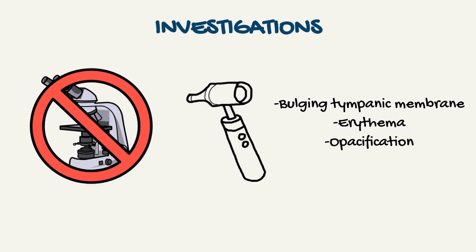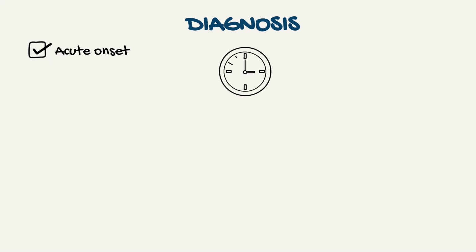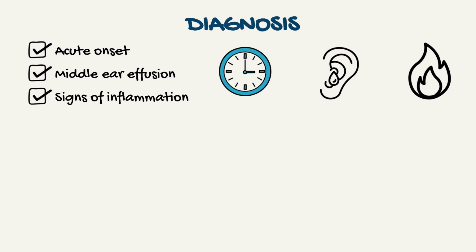And finally, there can be a loss of light reflex. The bulging distorts the drum, causing the normal cone of light to disappear. So to officially diagnose acute otitis media, you need 3 things. Number 1, an acute onset of symptoms. Number 2, the presence of a middle ear effusion, which is confirmed by a bulging tympanic membrane or otorrhea. And thirdly, signs of middle ear inflammation, like that distinct erythema we saw on otoscopy.